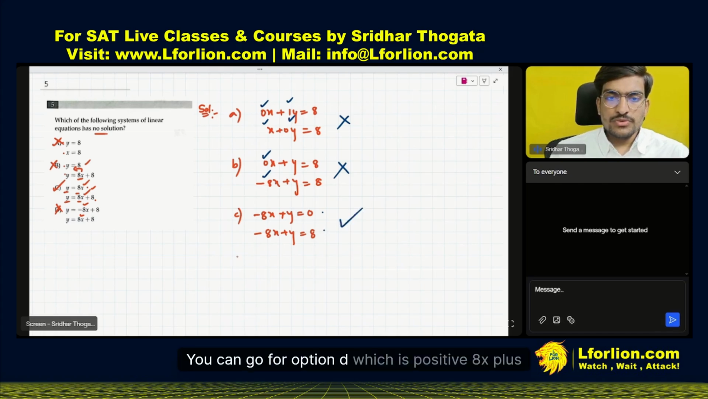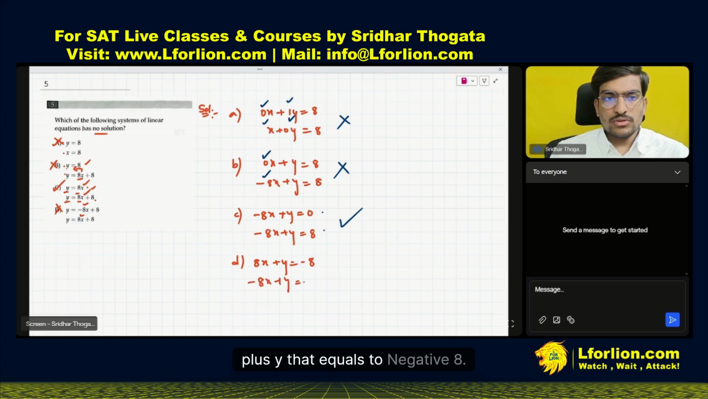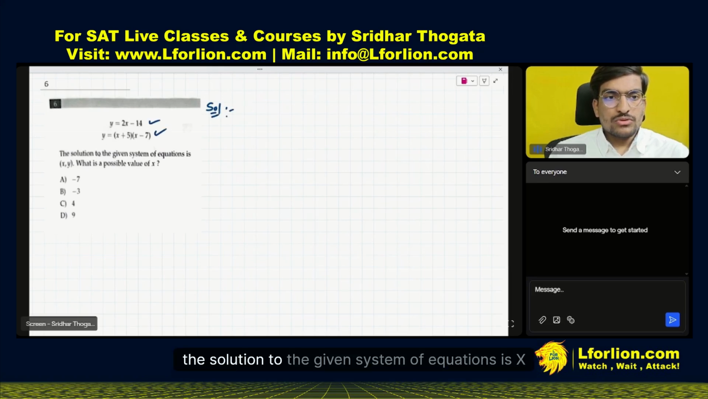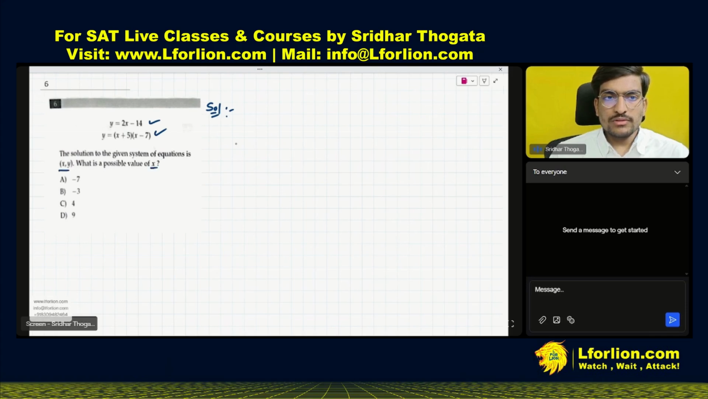You can go for option D, which is positive 8x plus y equals negative 8, and then negative 8x plus y equals negative 8. Everything is fine here, but the coefficients of x are not matching, so this is incorrect. Next question, question number 6. The solution to the given system of equations is x comma y. What is the possible value of x? We just have to find the value of x, and they have given two equations.